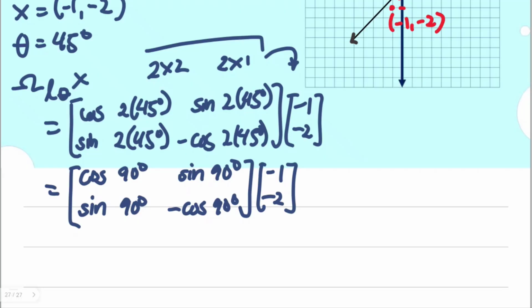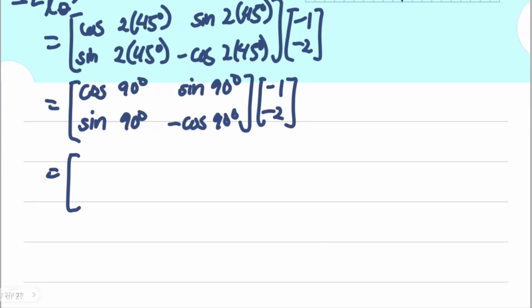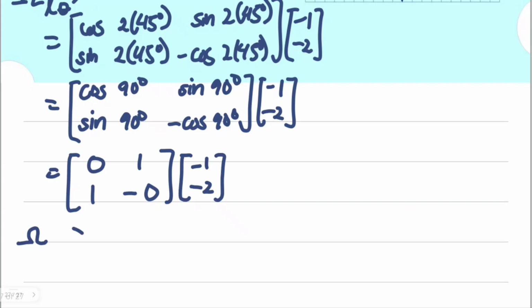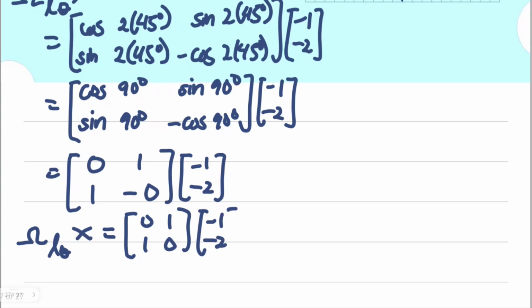Okay? So, cosine 90, please don't forget that's 0. Sine 90 is 1. Negative of cosine 90 is 0. That will still be 0, but just for the purpose of this, let me simply write it there. So you will have the product of 0, 1, 1, 0 by -1 and -2. So it's a 2 by 2 matrix. So 0 times -1 is 0, 1 times -2 is -2, and 1 times -1 is -1 plus 0. So we have here -1.